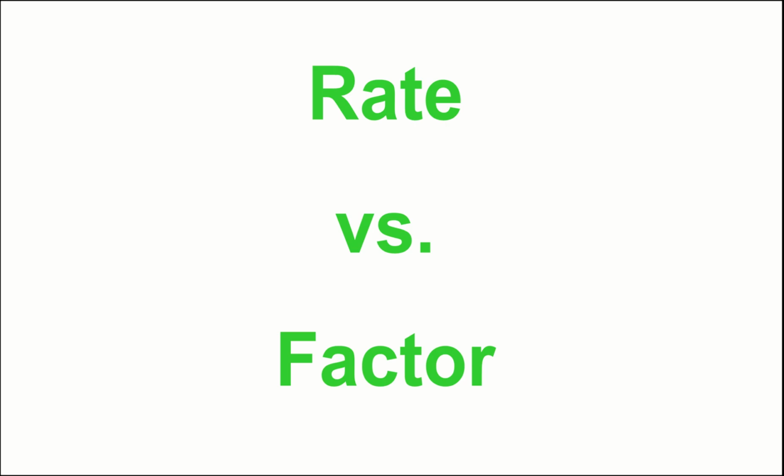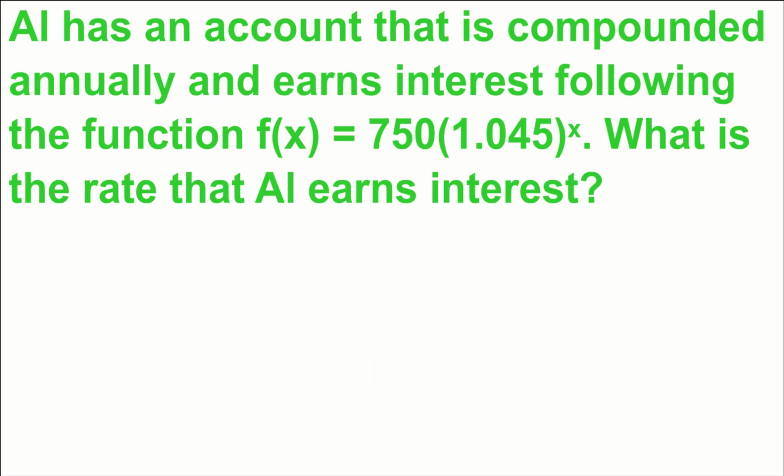So first thing, there's a difference between these two words, rate and factor. In terms of when they're talking about an exponential function, they're both dealing with the part that's in the parentheses, okay? So if I have this problem here, it says Al has an account that is compounded annually and earns interest following the function f of x equals 750 times 1.045 to the x power. What is the rate that Al earns interest?